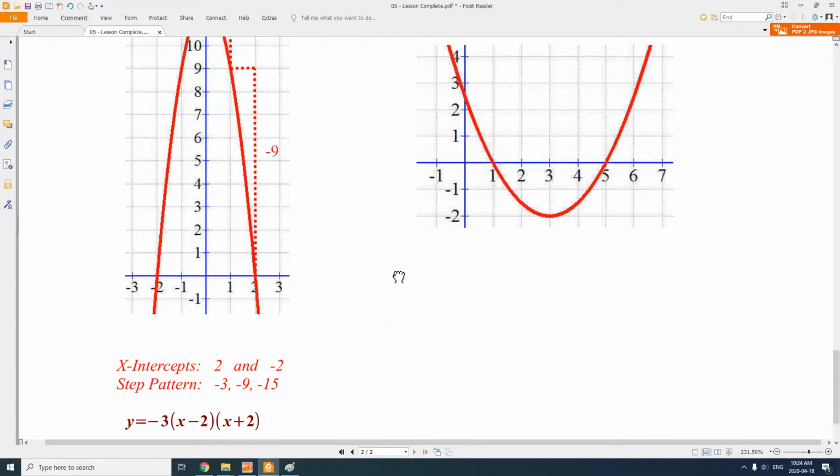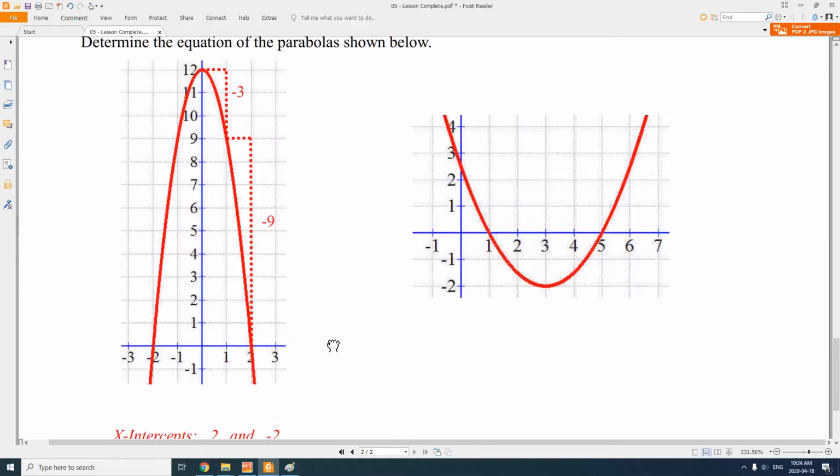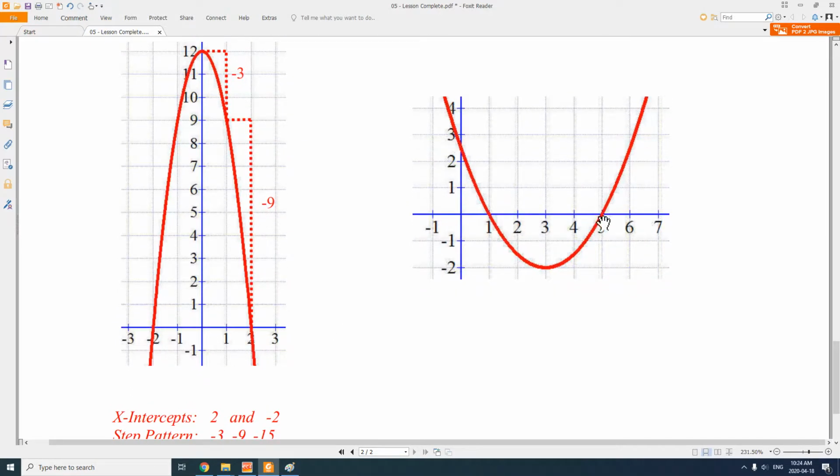All right, let's look at the last one here. Once again, I noticed that the x-intercepts are nice and clear, so let's start with those. X-intercepts of 1 and 5. That gives me most of my equation. I know it involves (x minus 1) times (x minus 5). The only thing I'm missing is the a value, right? Okay, let's see here.